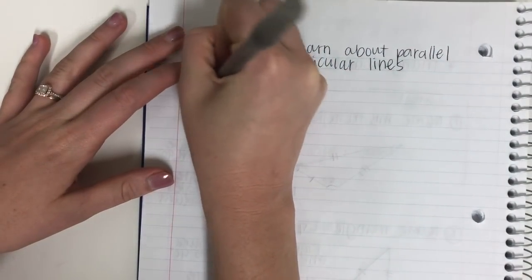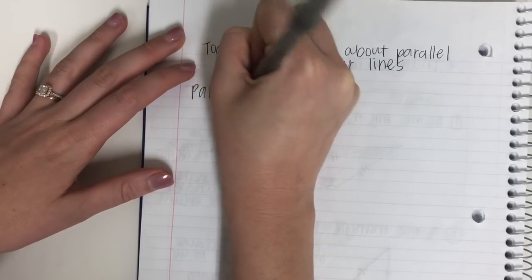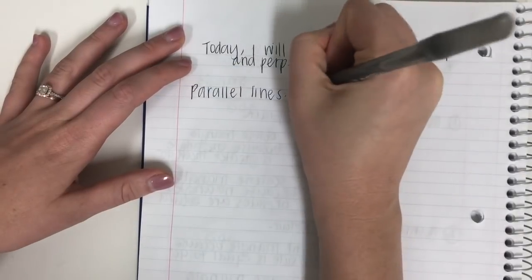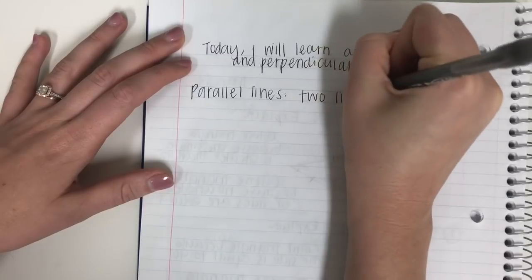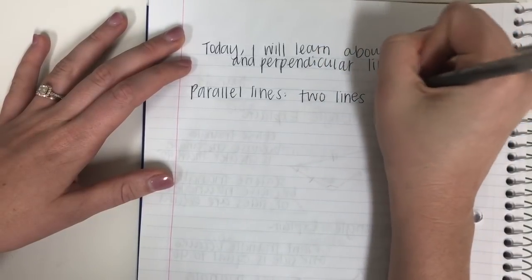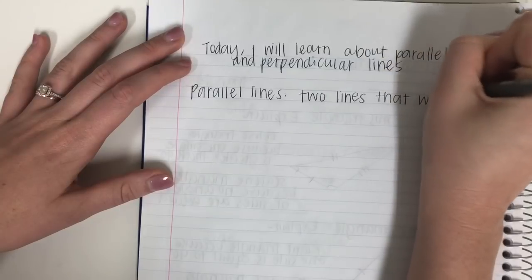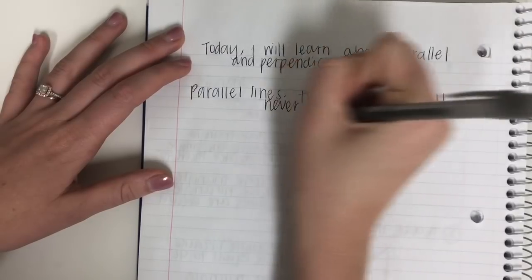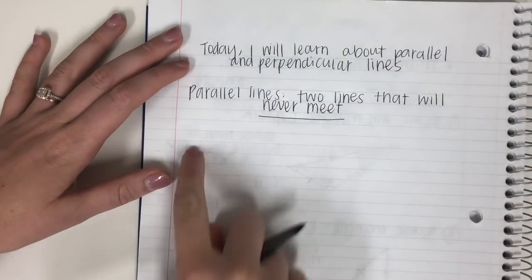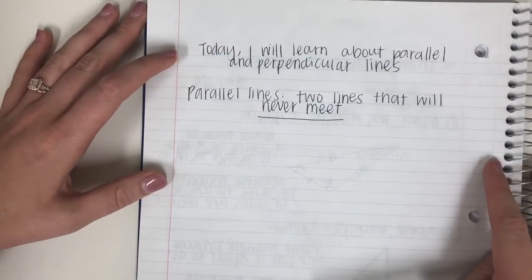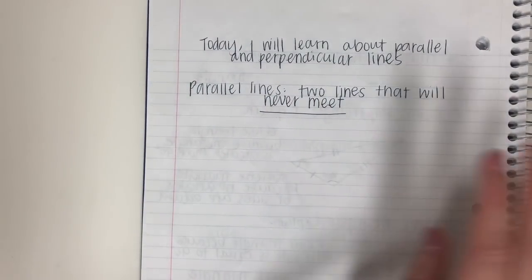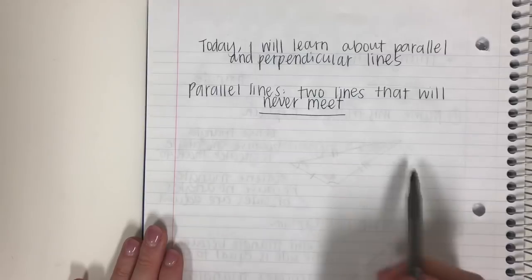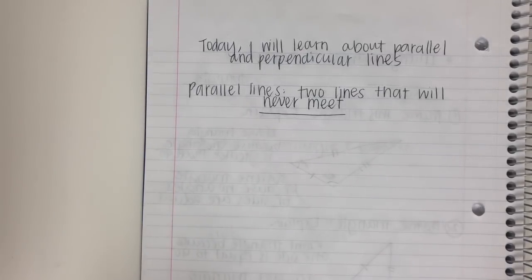So a parallel line. Parallel lines are two lines that will never meet. So they run on forever in both directions because they're lines, but they never intersect, they never meet. They're just constantly two lines, kind of like this paper, right? All of these lines are parallel to each other, they never intersect, okay?